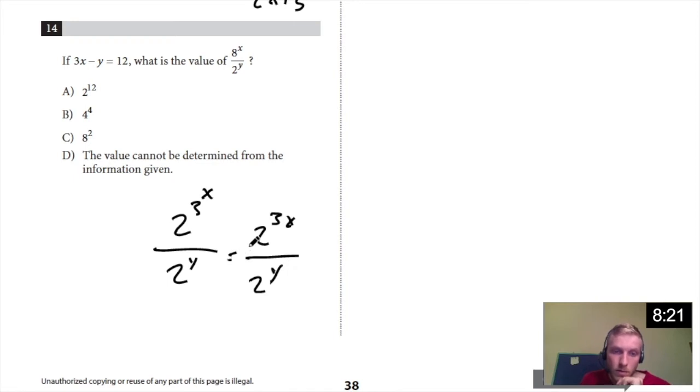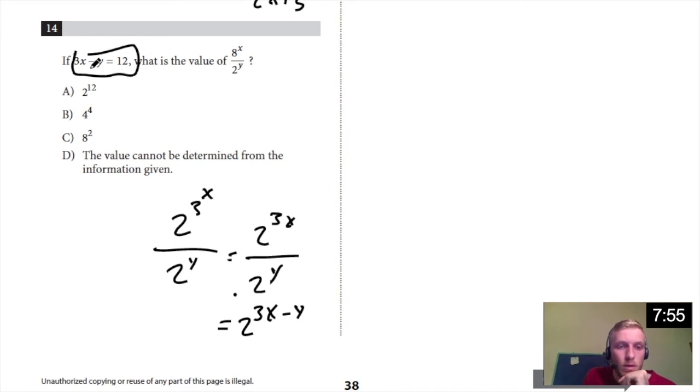Now again, remembering our rules of exponents, we're dividing here, so we have the same base. So we can say this is equivalent to 2 to the 3x minus y. So we're subtracting the exponent in the denominator from the exponent in the numerator, keeping the base. And we have here 3x minus y is equal to 12, so we can rewrite this as 2 to the 12. So 2 to the 12 is our answer A, and that worked out.